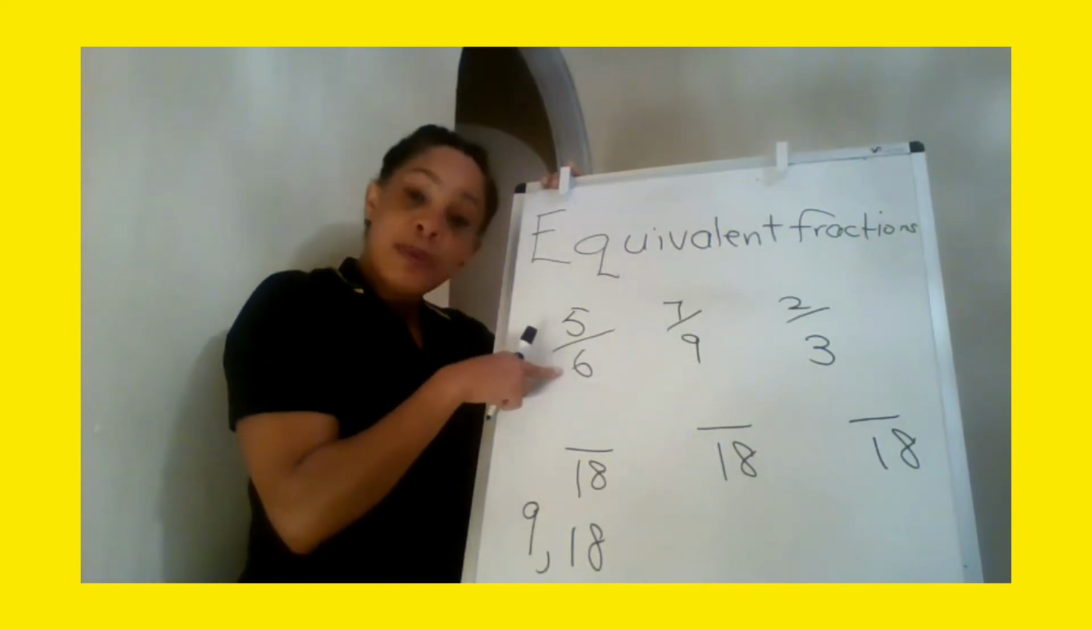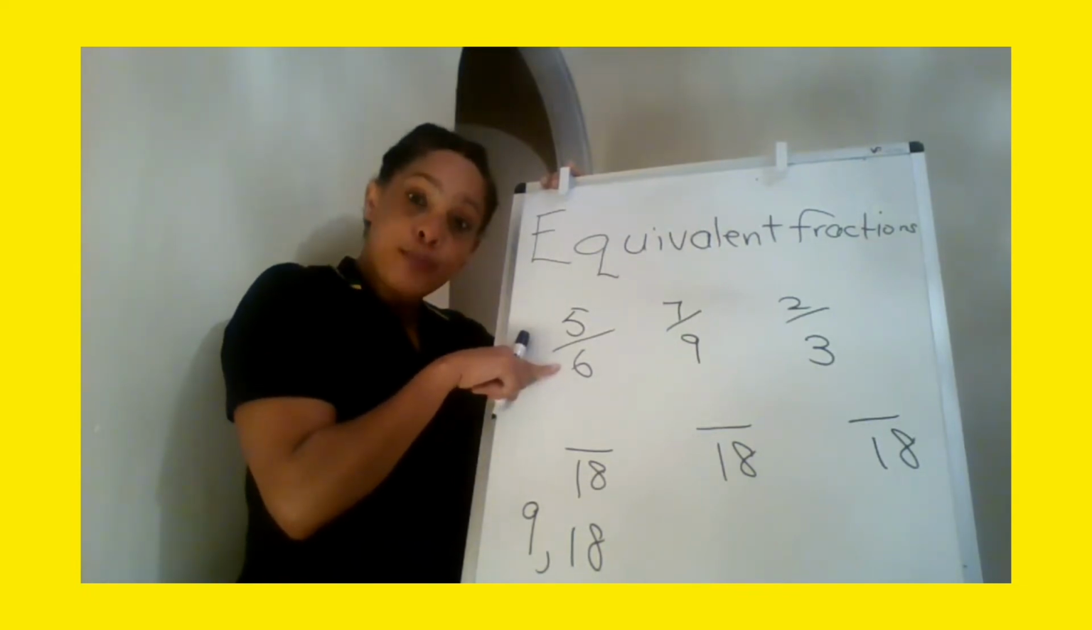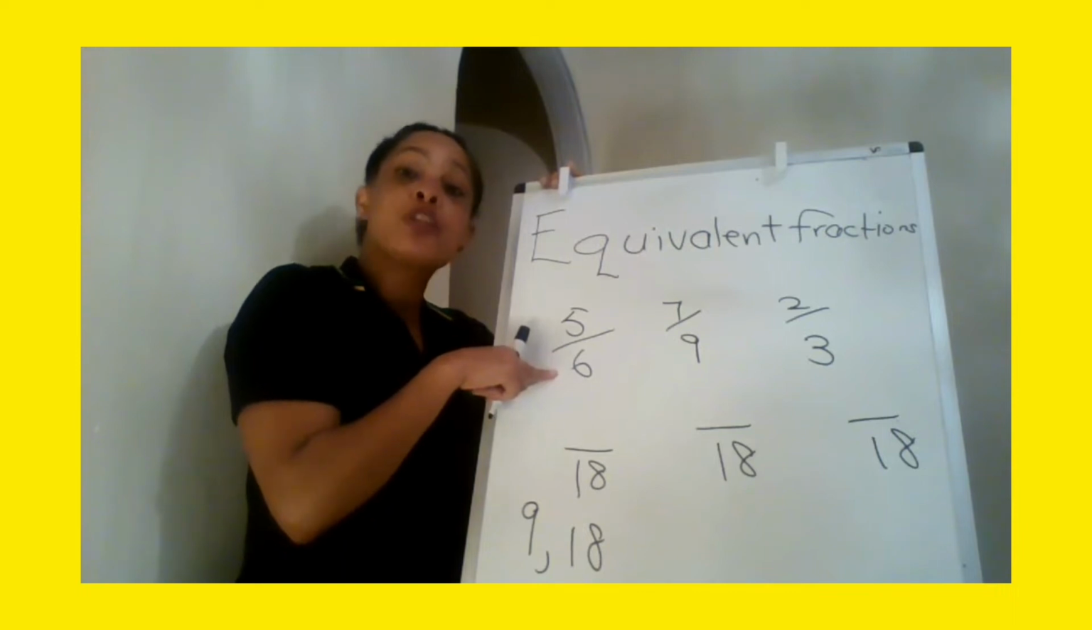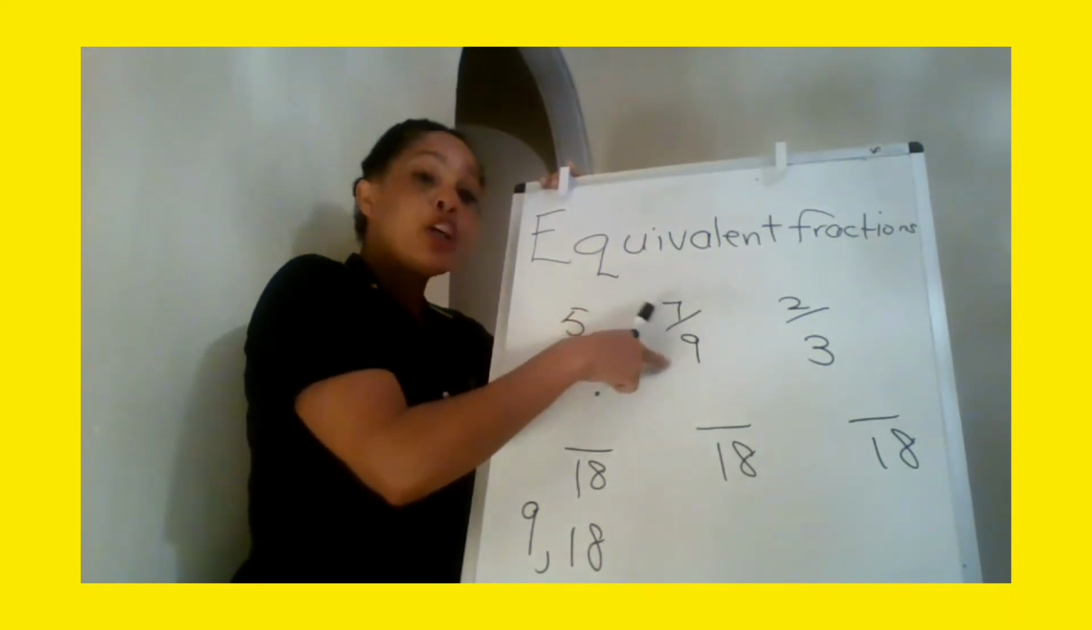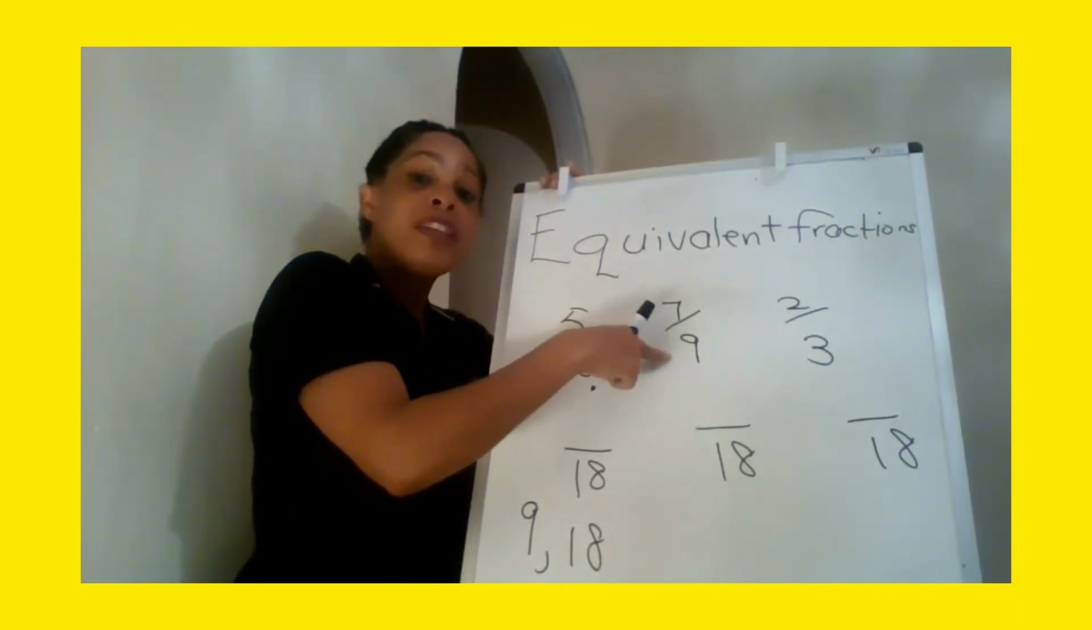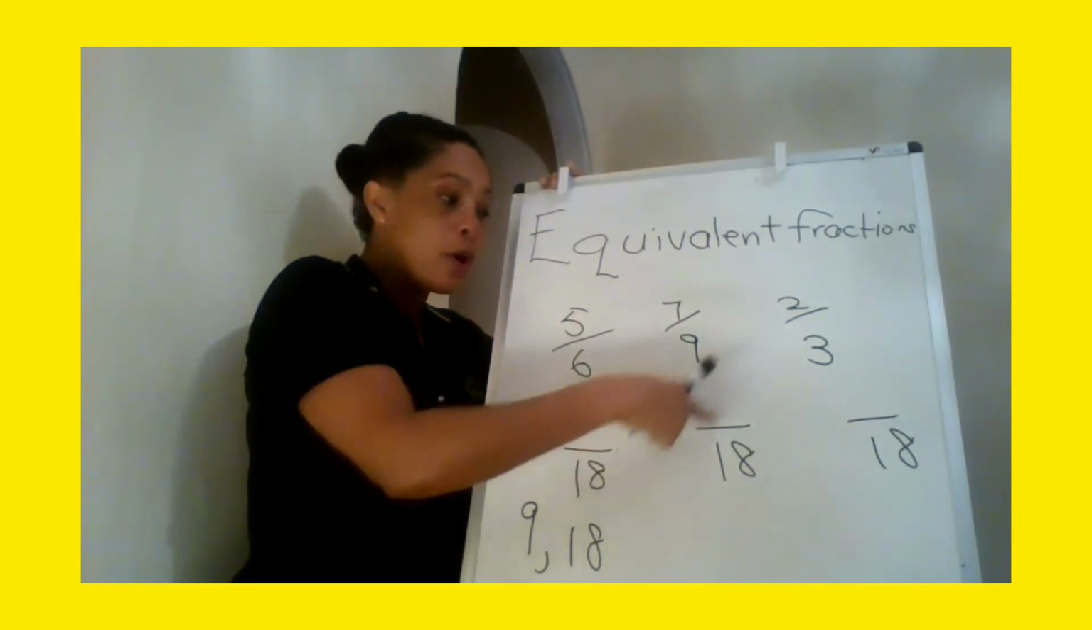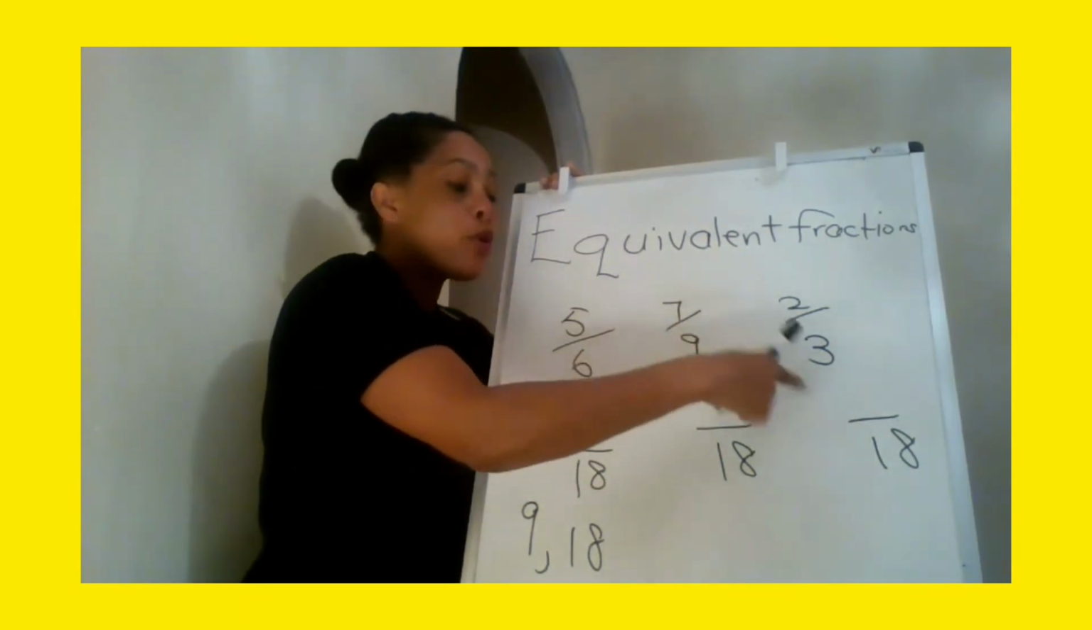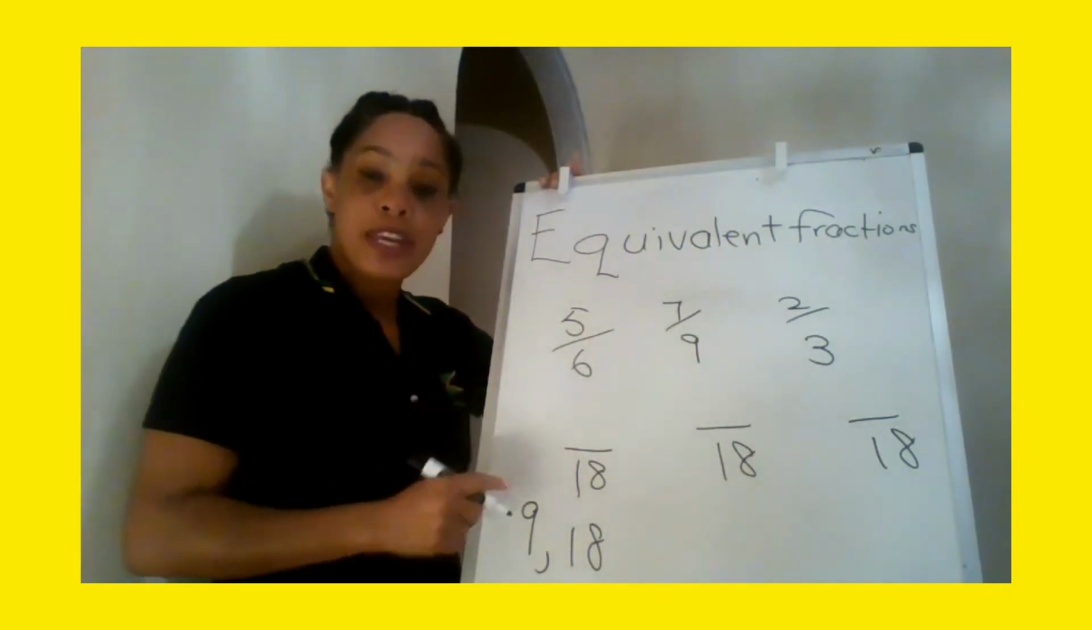So again, this means that I'm going to cut up this cake some more. Instead of it having 6 parts, it's going to have 18 parts. I'm going to cut up this cake some more. Instead of it having 9 parts, it's now going to have 18 parts. And I'm going to cut up this cake some more. Instead of it having 3 parts, it's going to have 18 parts.